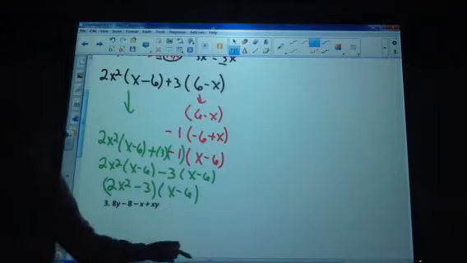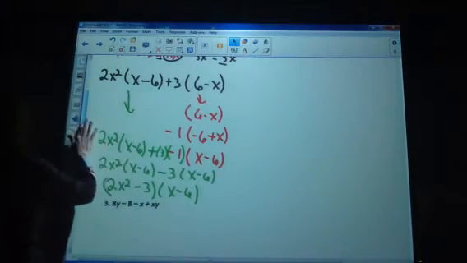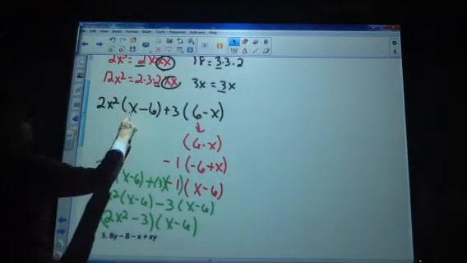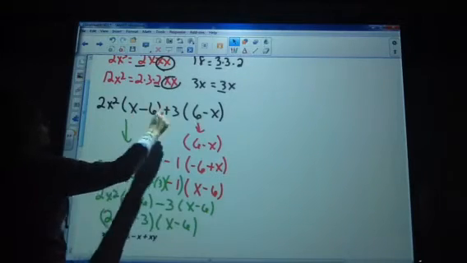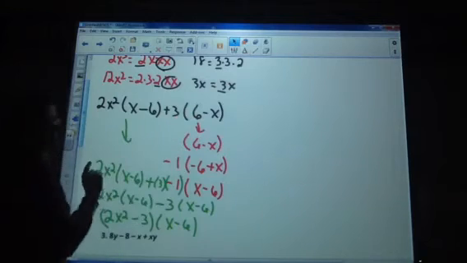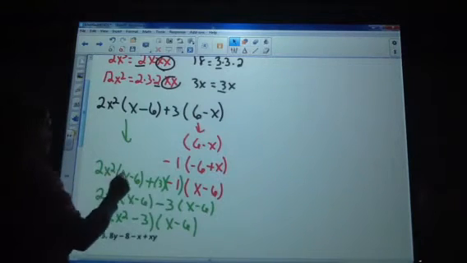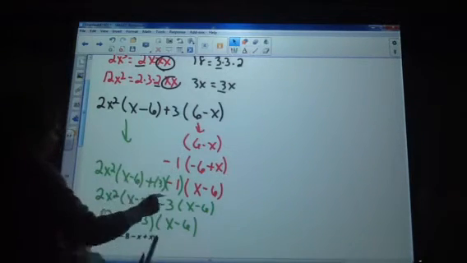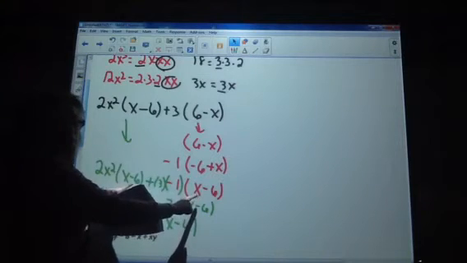Okay? So what we're learning here is the opposites. This is a positive x, this is a negative x. This is a -6, this is a positive 6. So they're called opposites. And when you have opposites, you can factor out that -1 to come up with a common binomial factor.